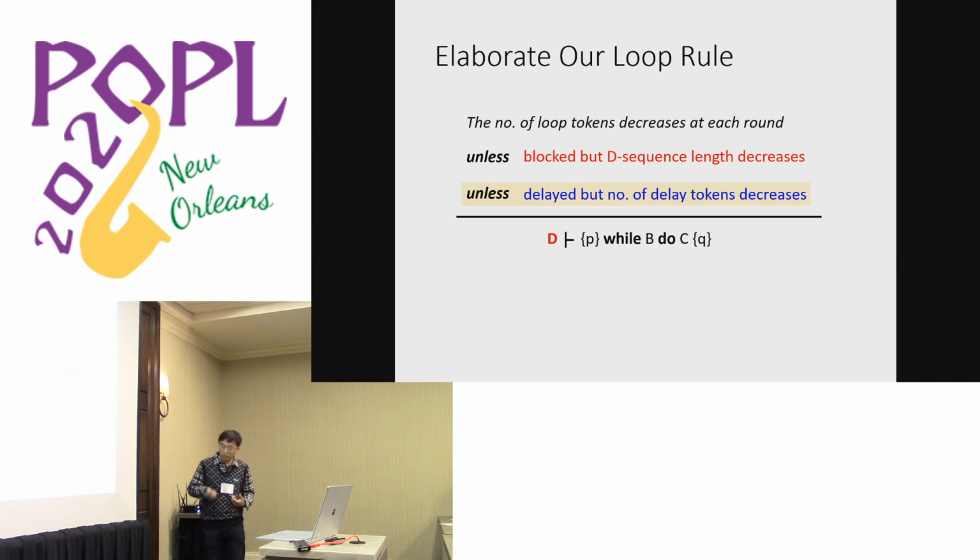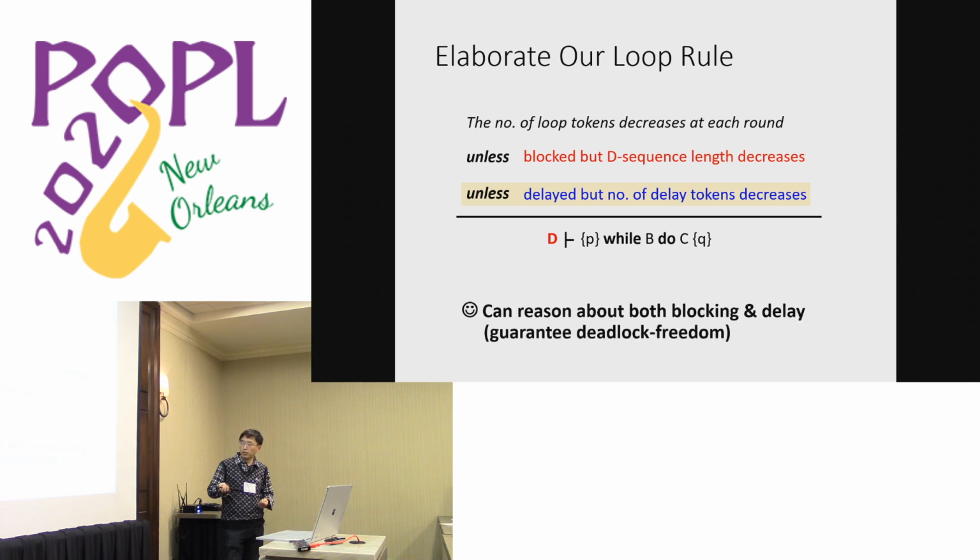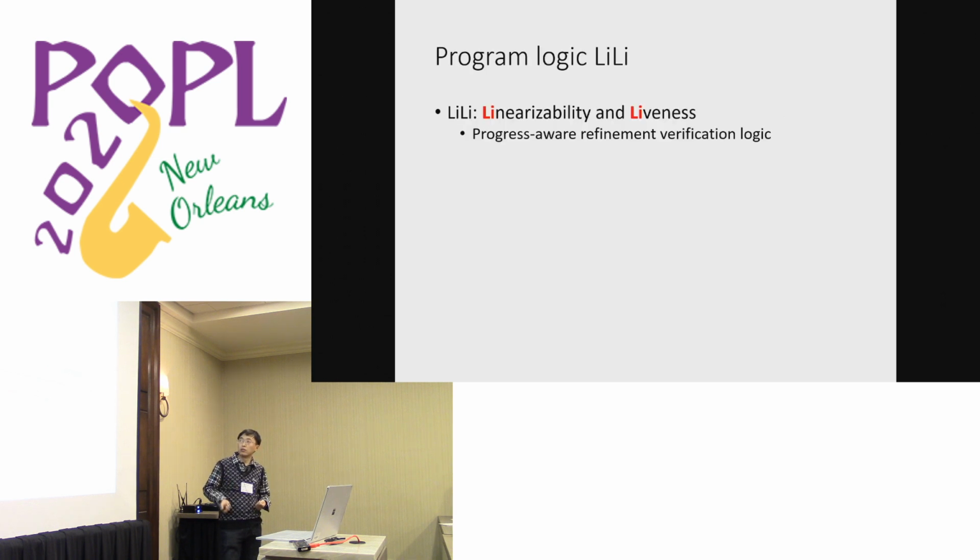So then we have this loop rule which combines blocking and delay. It says we need to consume loop tokens for each round of a loop. But if it's blocked, it's fine to not consume it. Then the D sequence, the sequence of definite actions, must decrease, or it's fine for it not to decrease if there's a delay; then the number of delay tokens needs to decrease. It's essentially a hierarchy of tokens you use to guarantee termination. And then we can verify deadlock freedom following these kinds of rules.